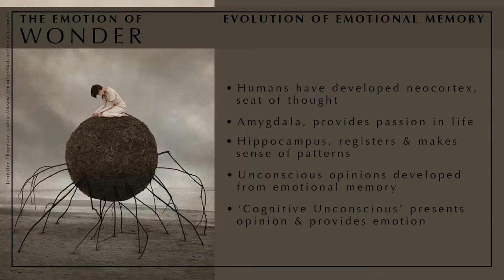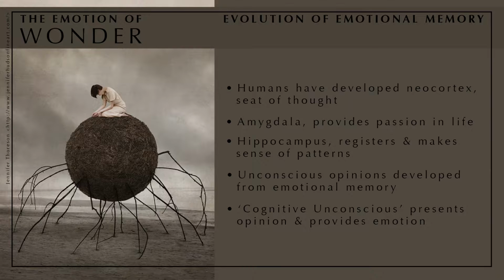It is the subconscious viewpoint of an individual that will decide whether they will like something within the first few milliseconds of perceiving it. The cognitive unconscious presents an opinion and provides an emotion which may seem to have a mind of its own, independent of the rational mind. It is the cognitive unconscious that decides, when looking at something, whether it's automatically liked or disliked.